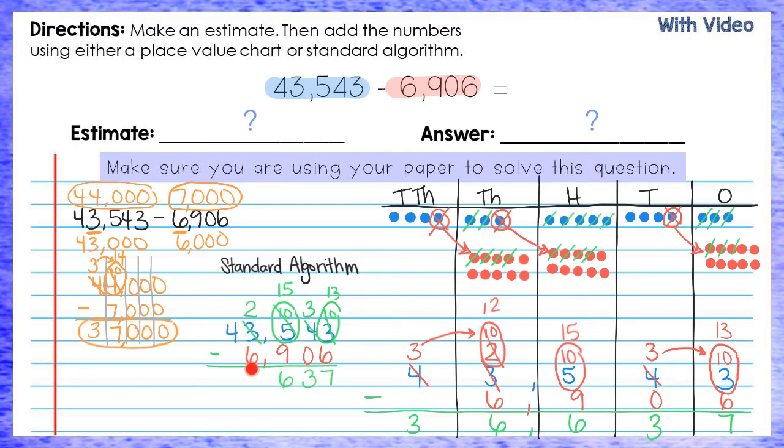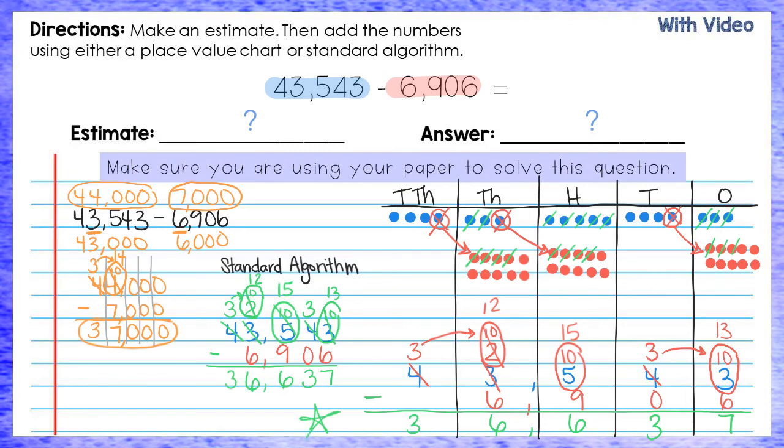Can we take away 6? Nope, we need to regroup. That gives us 3 ten thousands, and we're going to give 10 thousands to the thousands place. Now we have 12,000. 12 minus 6 is, count up from 6, 7, 8, 9, 10, 11, 12. That is 6. And then we have 3 minus nothing is 3.